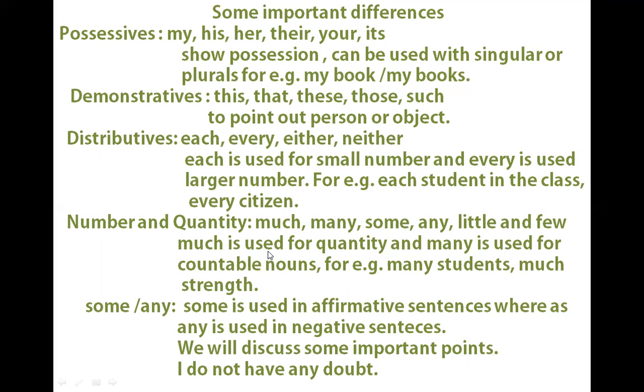Much and many. Much is used for quantity. Much is used for the abstract noun, which cannot be counted, which cannot be weighed. Much is used for the quantity like much happiness, much strength, much love, much knowledge. It cannot be weighed.